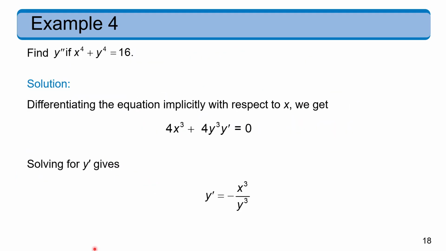In this example, we're asked to find a second derivative, y double prime, and then the equation we're given is implicit, right? This is not solved for y. So to find a second derivative, it's the same idea that we've seen before. First you have to find y prime, get a formula for that, and then take the derivative of the formula for y prime, and that will give you y double prime.